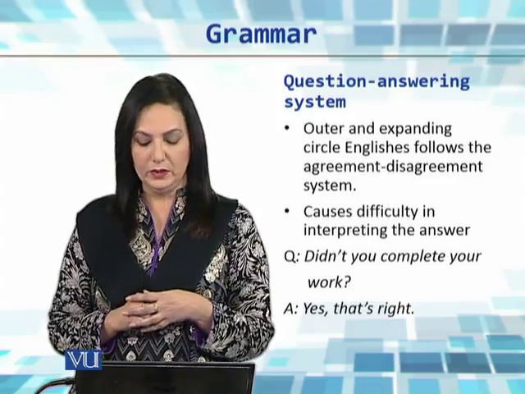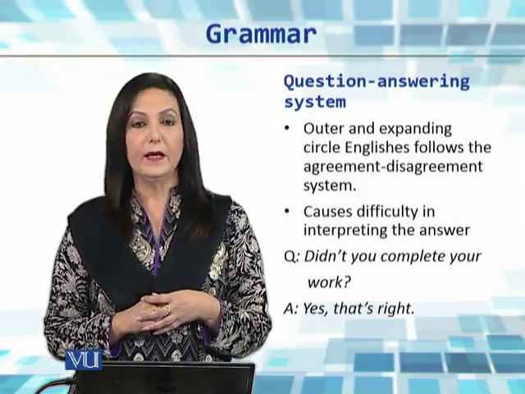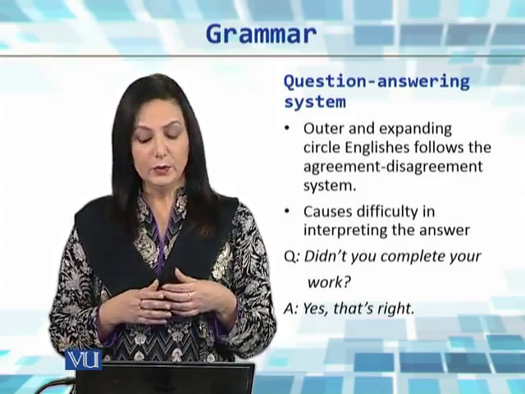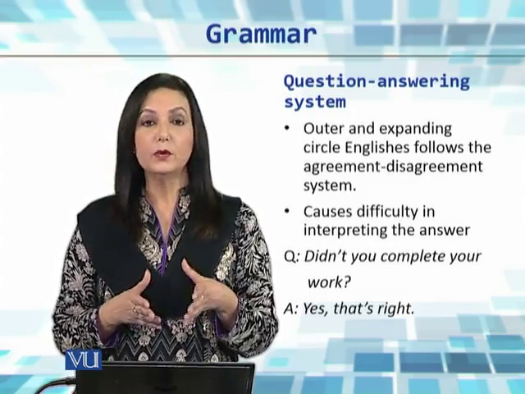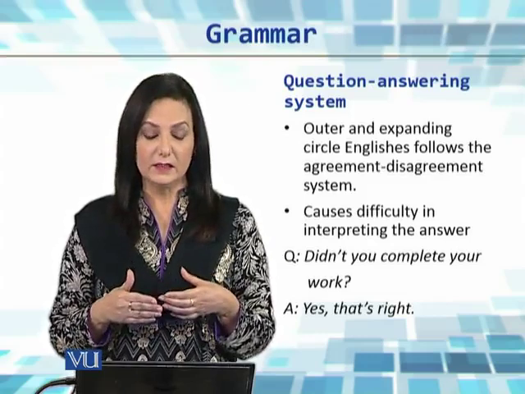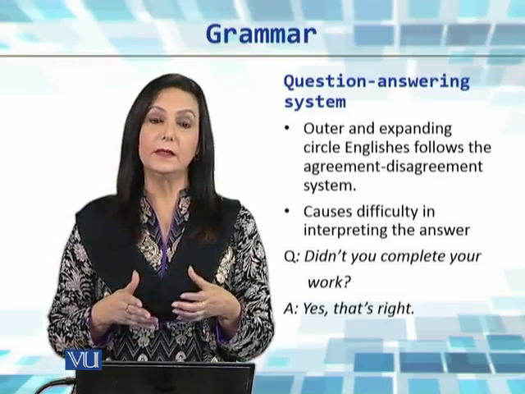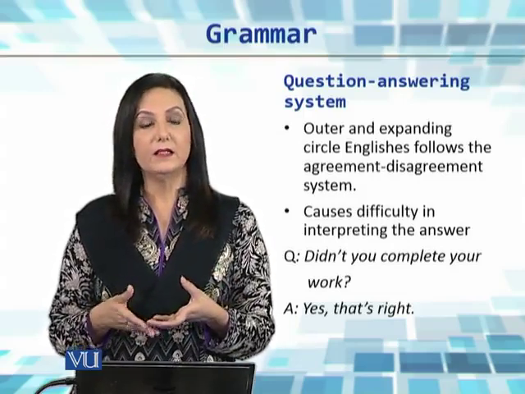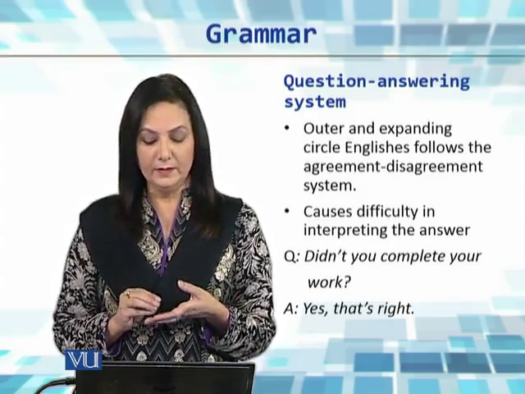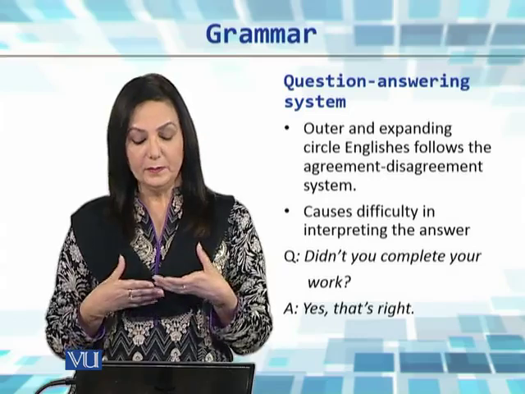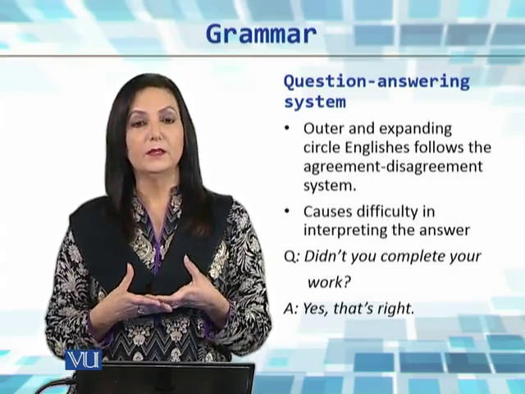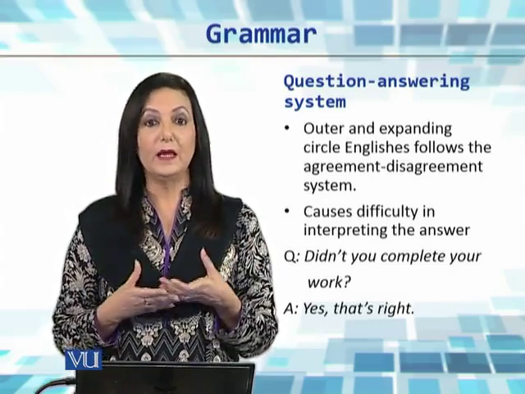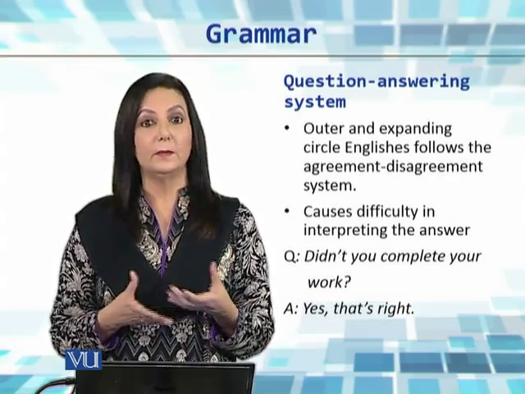Let's take a look at this question. Didn't you complete your work? Following the agreement disagreement system, the answer will always be yes. So, didn't you complete your work? Yes. Now we do not know whether this yes means yes, I did not complete the work, or yes, I completed the work, unless we have a phrase like that's right. So yes, that's right makes the meaning clear that yes, the person being addressed did not complete the work. Without that's right, only yes can be interpreted in any way. It could be yes, I did not complete my work, or yes, I completed my work.